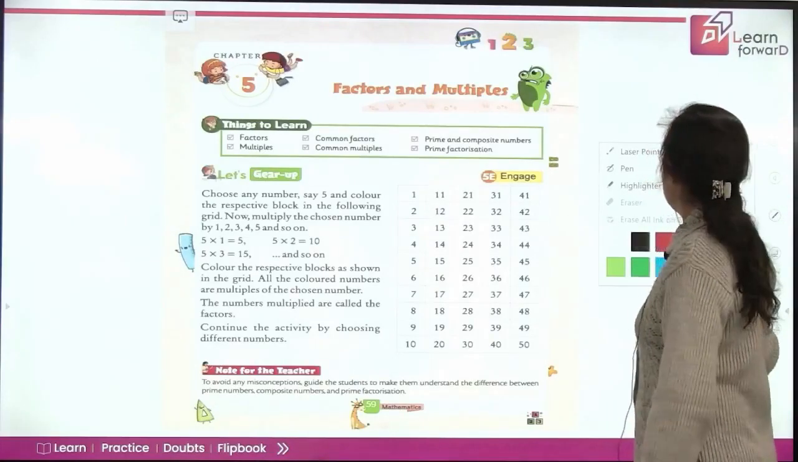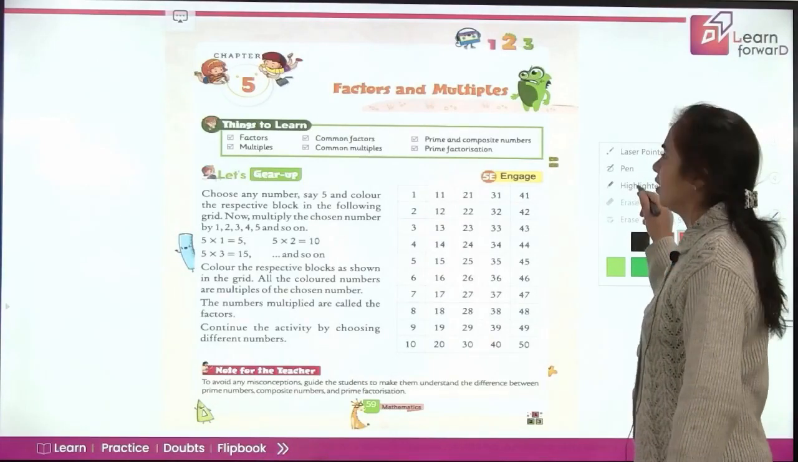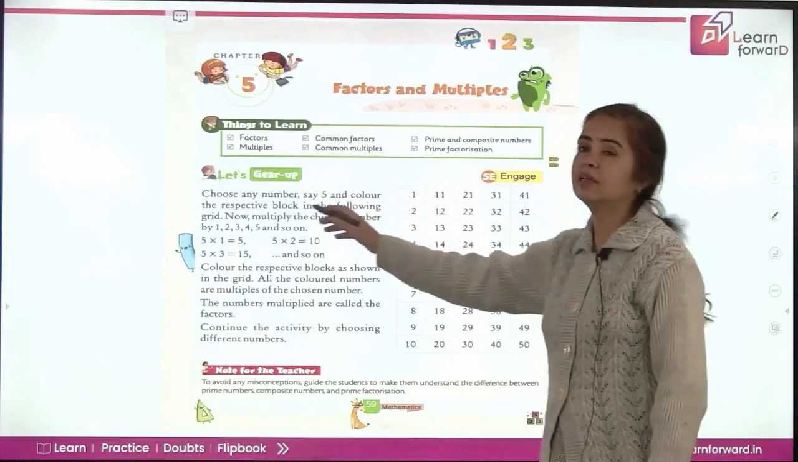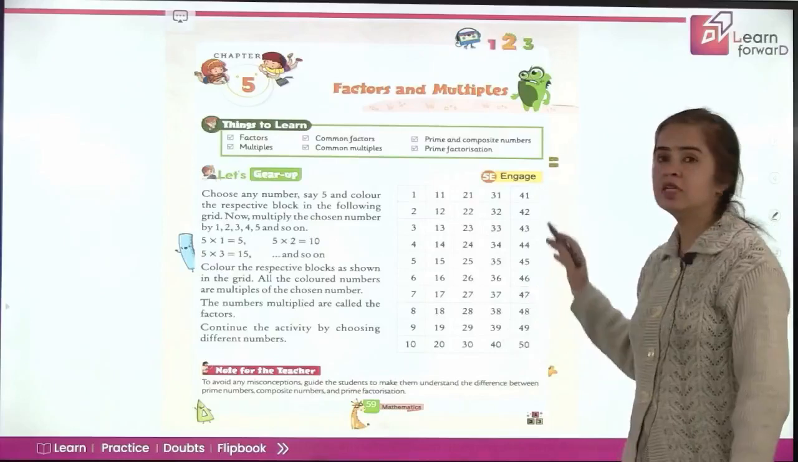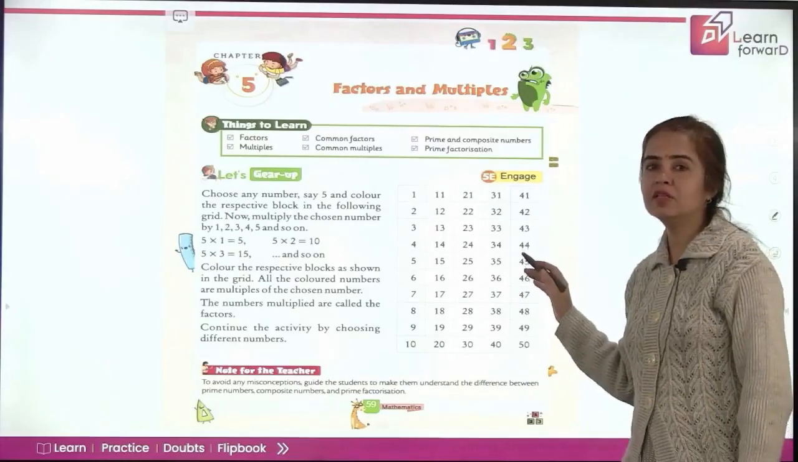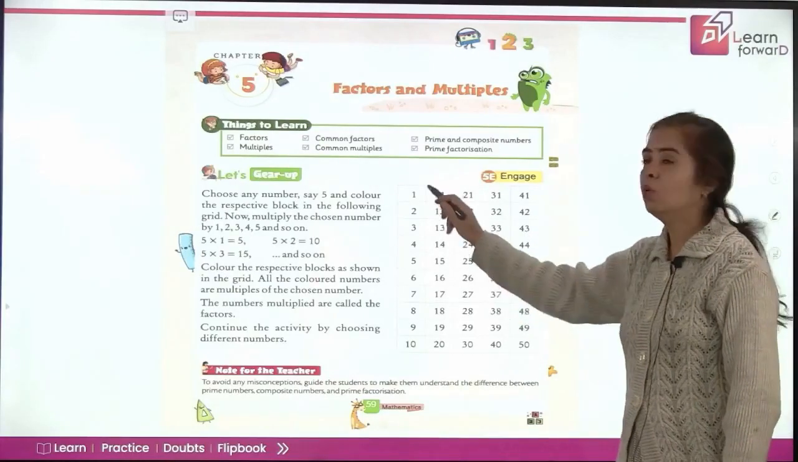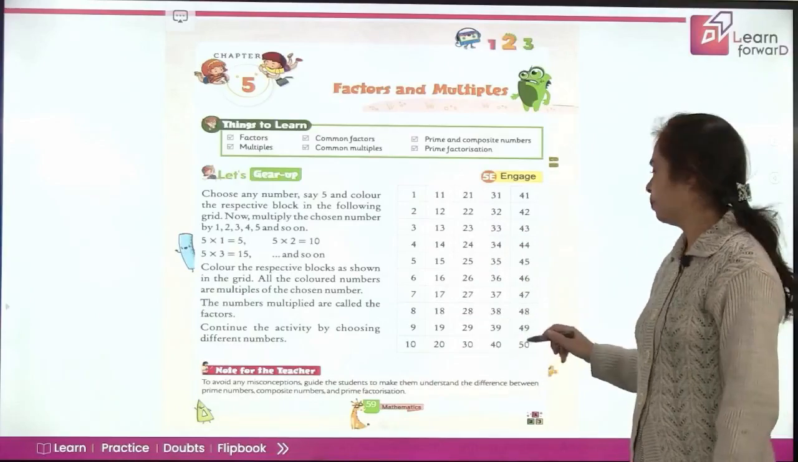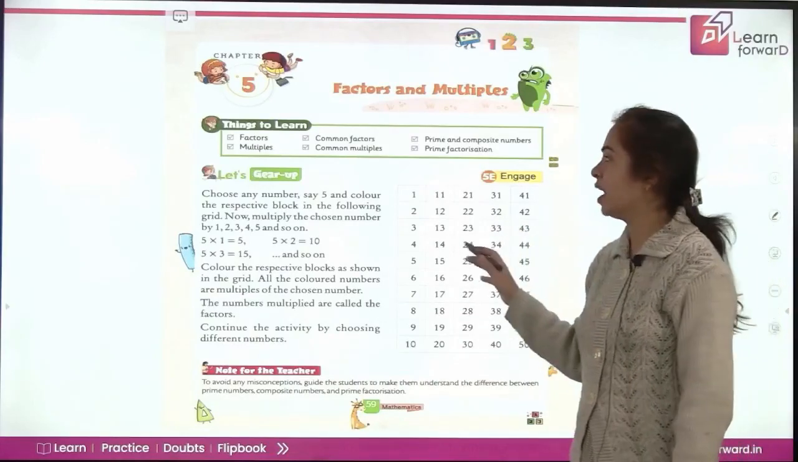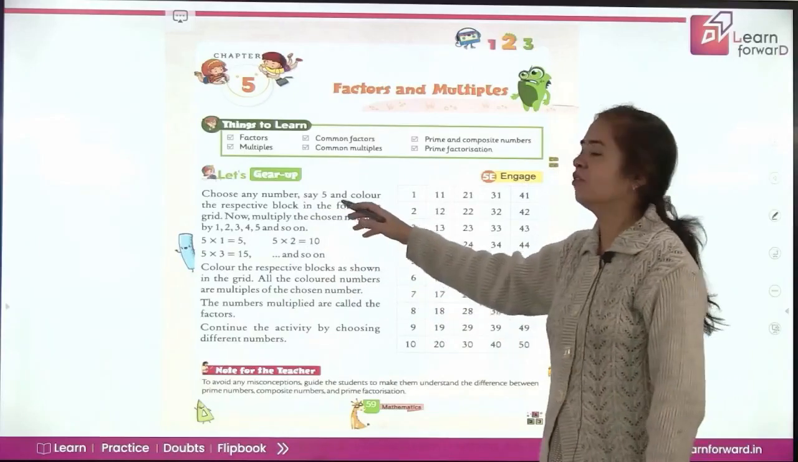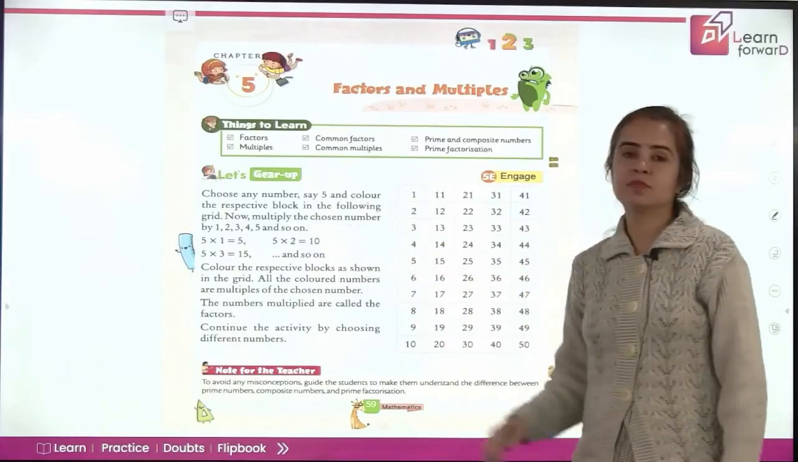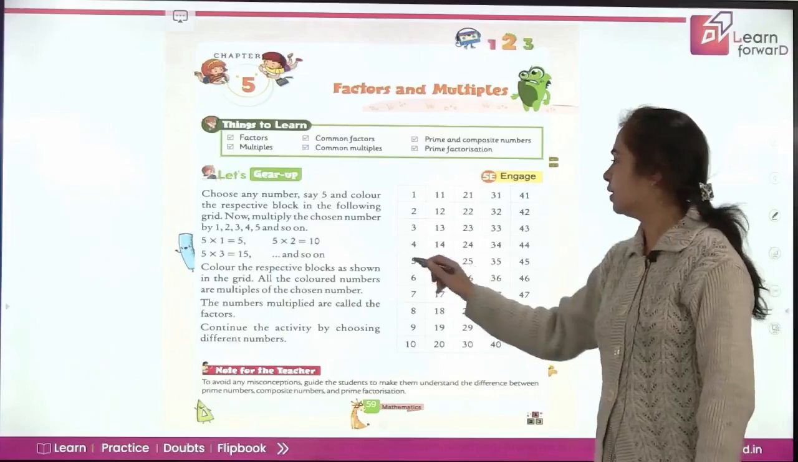Choose any number, say 5, and color the respective block in the following grid. Do you see a grid here? What do we have in this grid? Numbers from 1 up to 50. And what are they asking? They are asking to choose any number, let's say 5, and color the respective block. So let's shade this out.